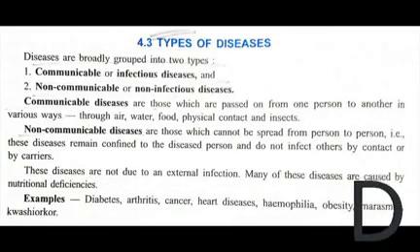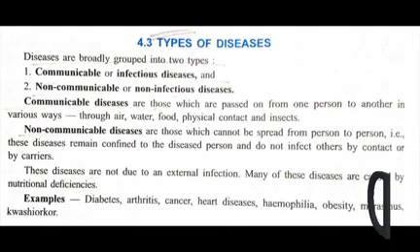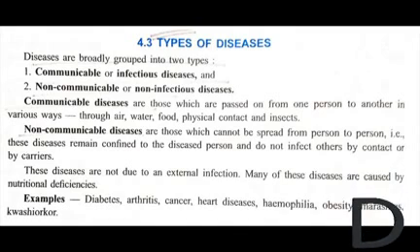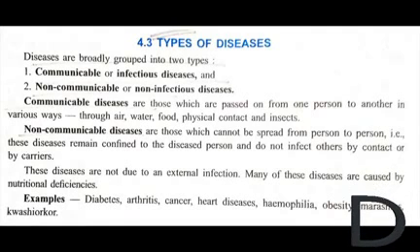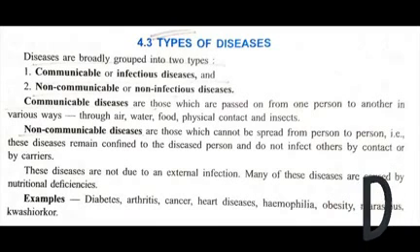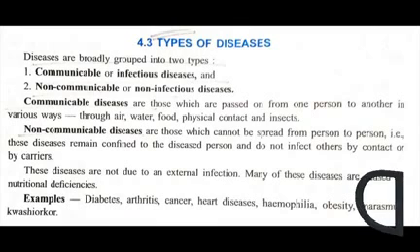Next, we'll see what are the different types of diseases. If we classify disease, it may be broadly grouped into two types: communicable disease or infectious disease, and non-communicable disease or non-infectious disease. Now, first of all, let us see what is communicable disease. Communicable diseases are those which are passed from one person to another in various ways. These communicable diseases are generally caused by microorganisms, but as we know, not all microorganisms cause diseases in our body.